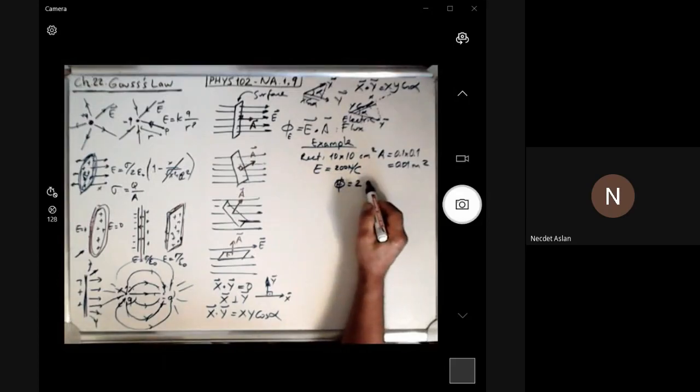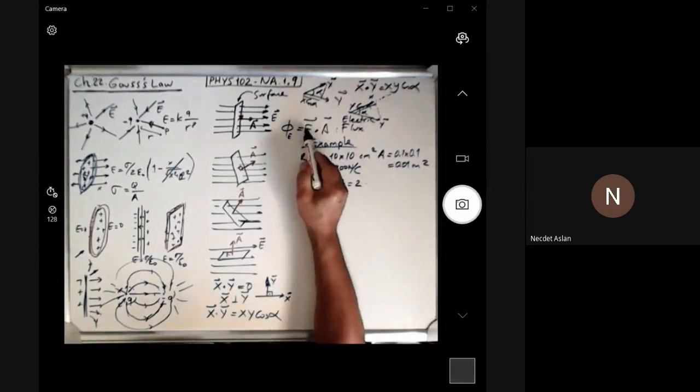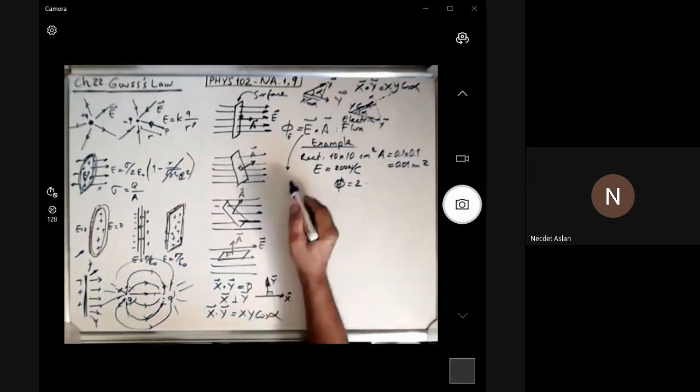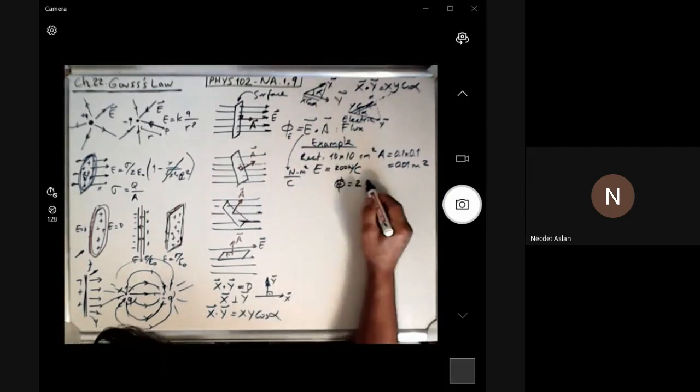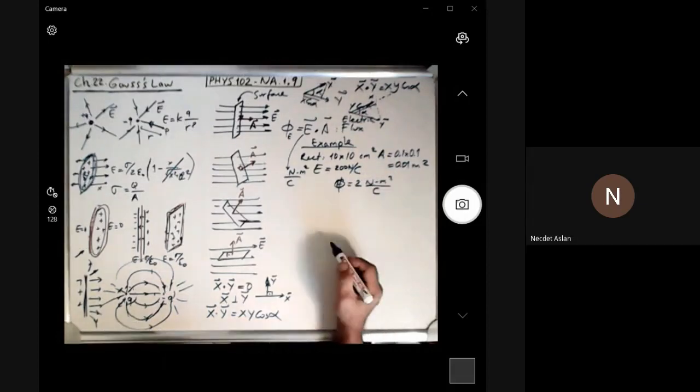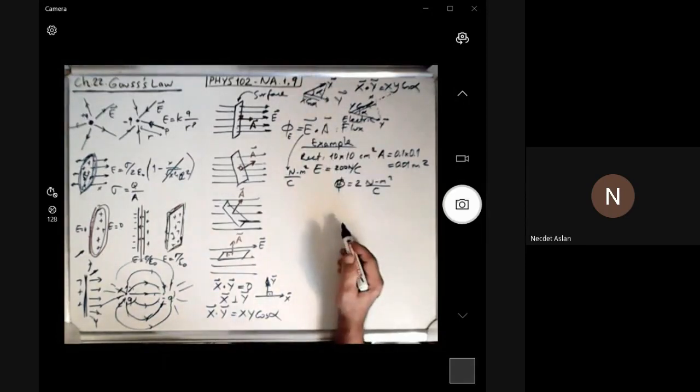What's the unit of the electric flux? As you see, the dimension of the electric field is Newton per coulomb, and the area is meter squared. So Newton meter squared per coulomb. We will see that this is also equal to charge divided by epsilon zero.